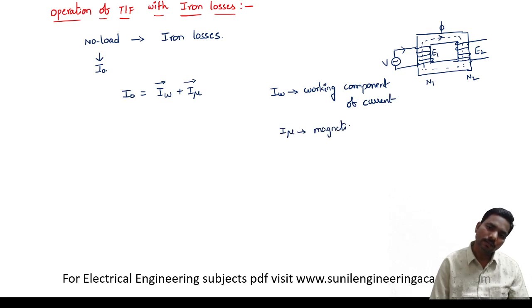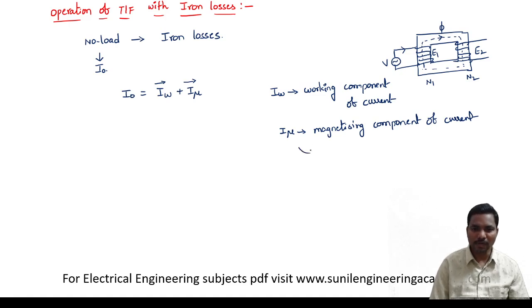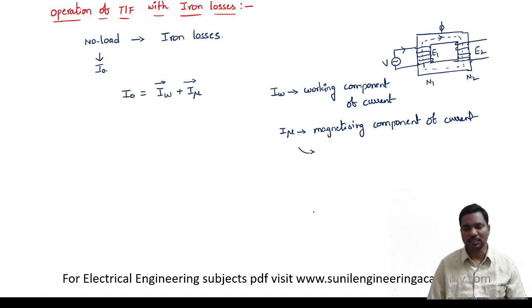I mu is considered as magnetizing component of current. So this I mu is responsible for magnetic losses or is responsible to produce the flux. And IW, it gives the power supply to the iron losses.